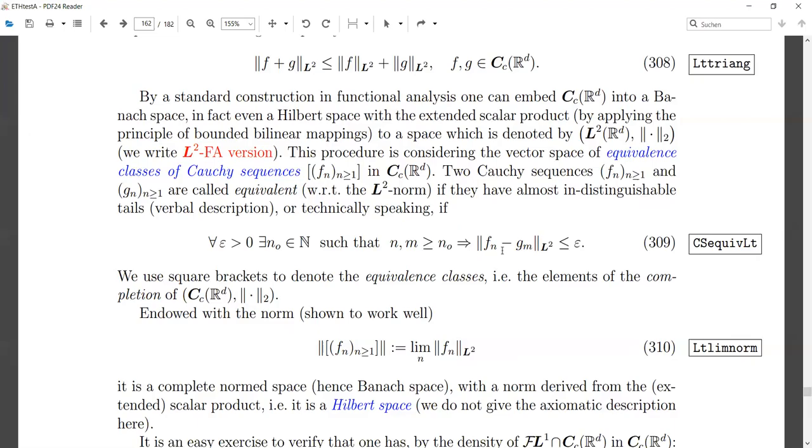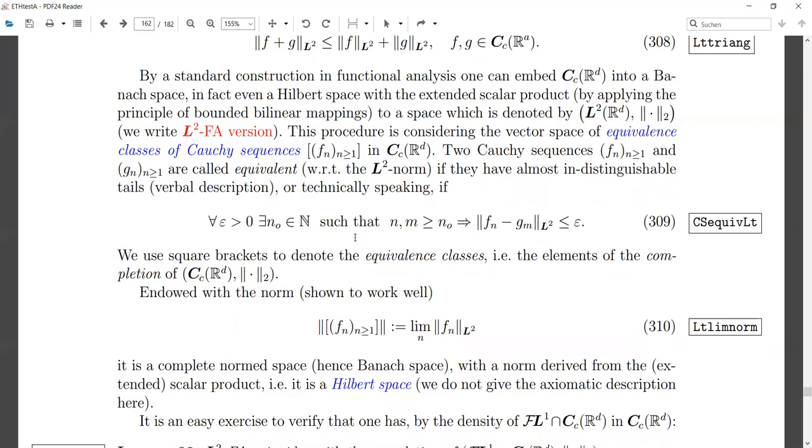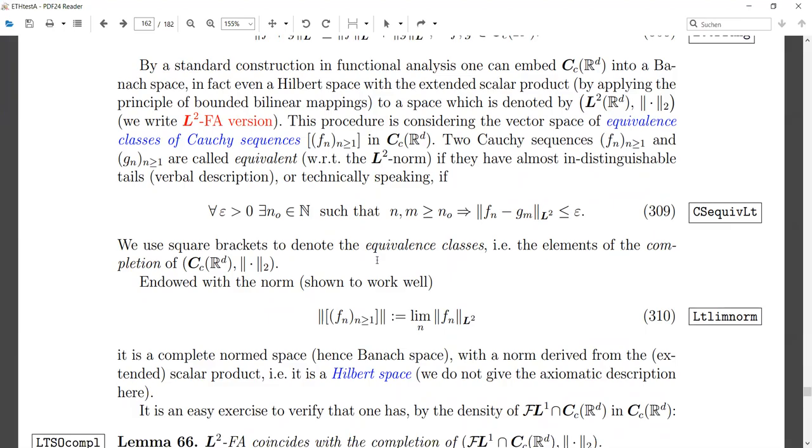So two Cauchy sequences are equivalent if they're not distinguishable in the sense of this relationship. And then you're saying, now I call the space of equivalence classes the elements of the Hilbert space. Now, where's the original space? Kind of, where are the rational numbers inside the real numbers? And the answer is very easy.